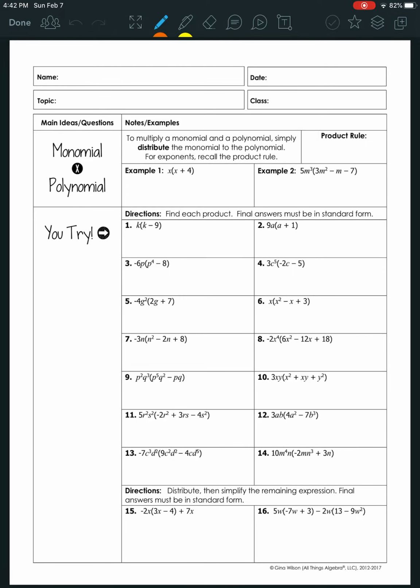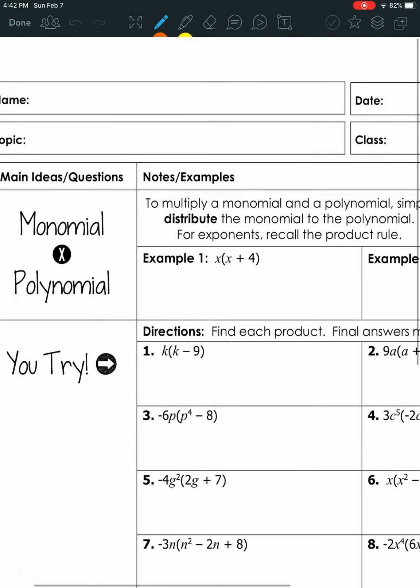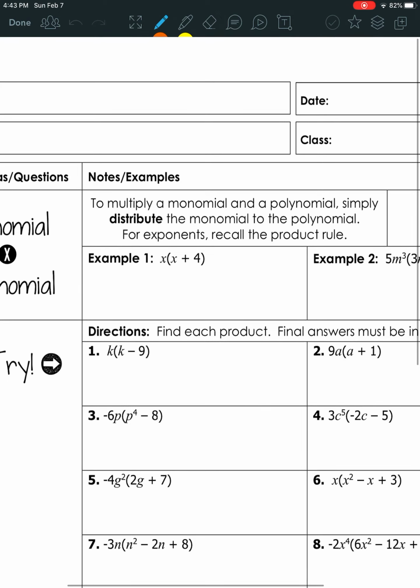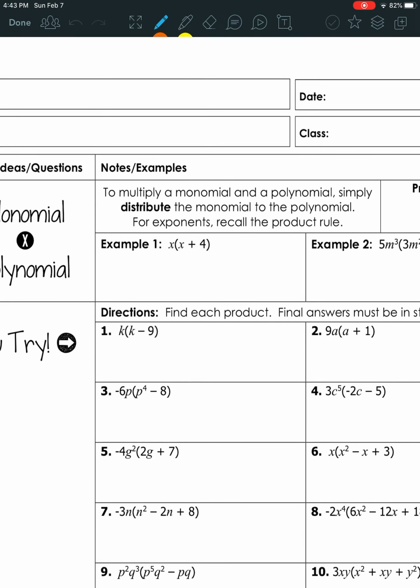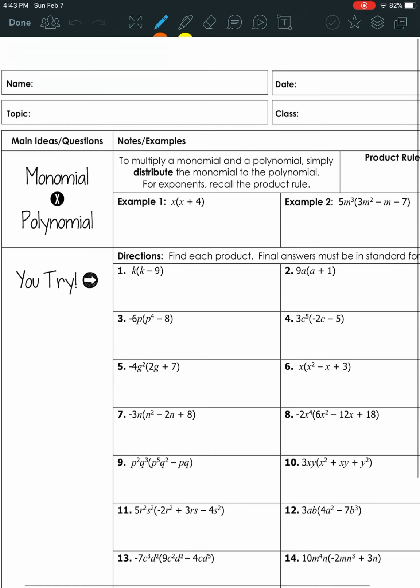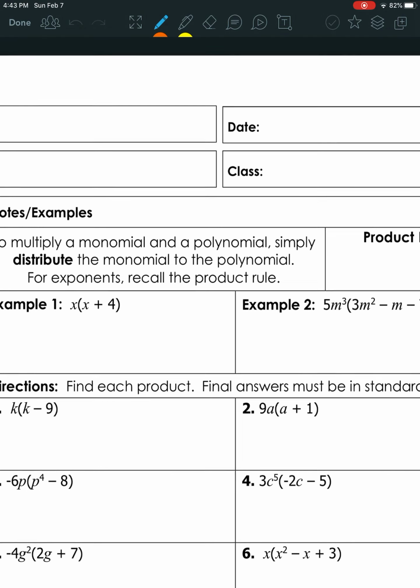So we're going to start today taking a monomial. Remember, a monomial is one term, and we're going to multiply it by a polynomial. Polynomial simply means more than one term, and it could actually be just a monomial as well. So a polynomial could be mono, bi, tri, or poly. A lot of our exponent rules that we discussed in the last bundle will come into play here.